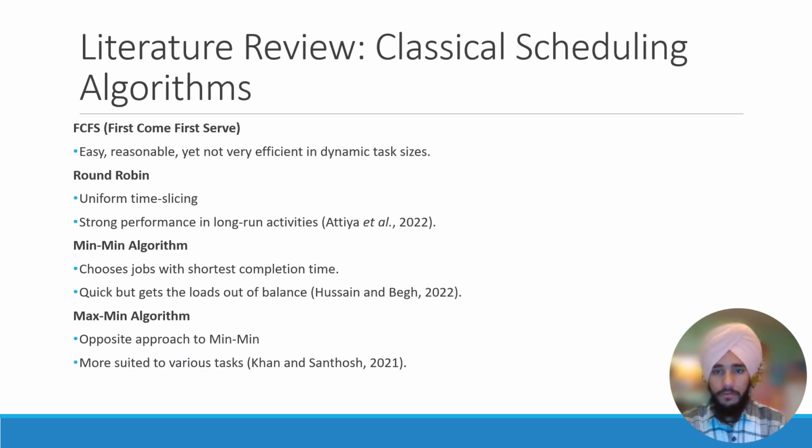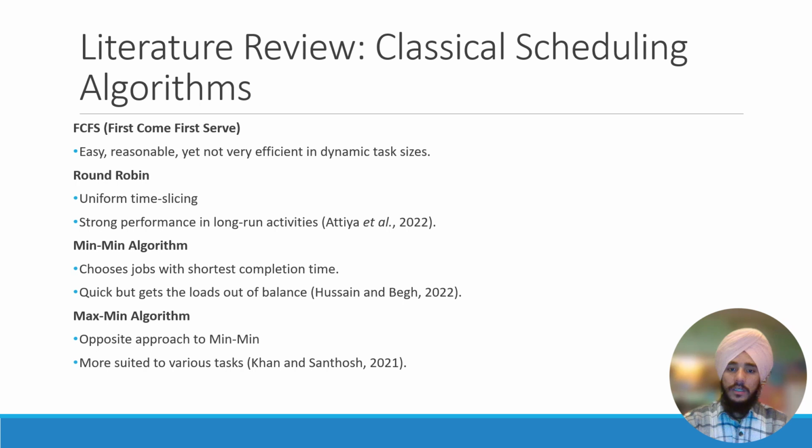Furthermore, literature review of classical scheduling algorithms. A number of classical scheduling algorithms have been employed in the past, like first come, first served, called FCFS, which is easy and even but not very good in cases where the tasks are of different sizes. Round robin allocates tasks based on time slices. However, it is not effective for long-running tasks or those that require large resources.